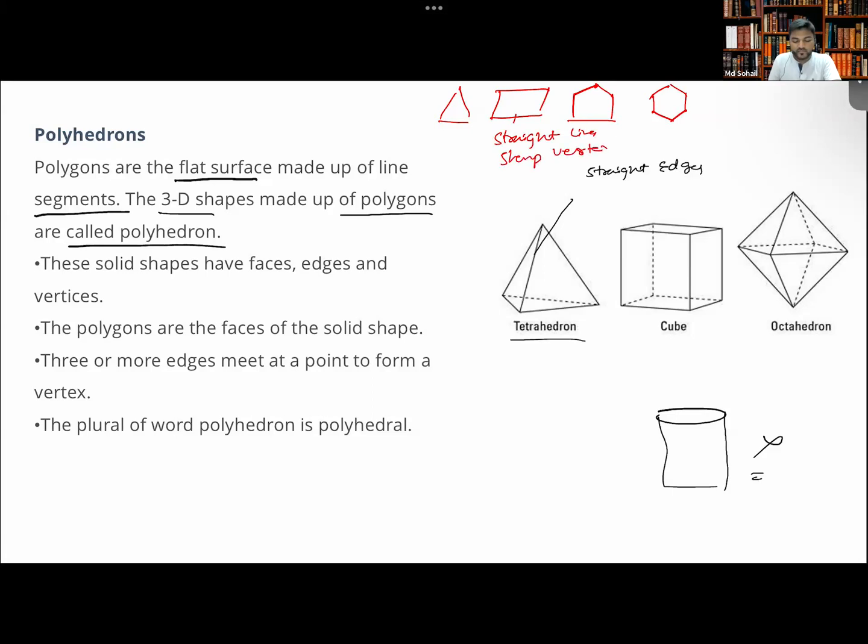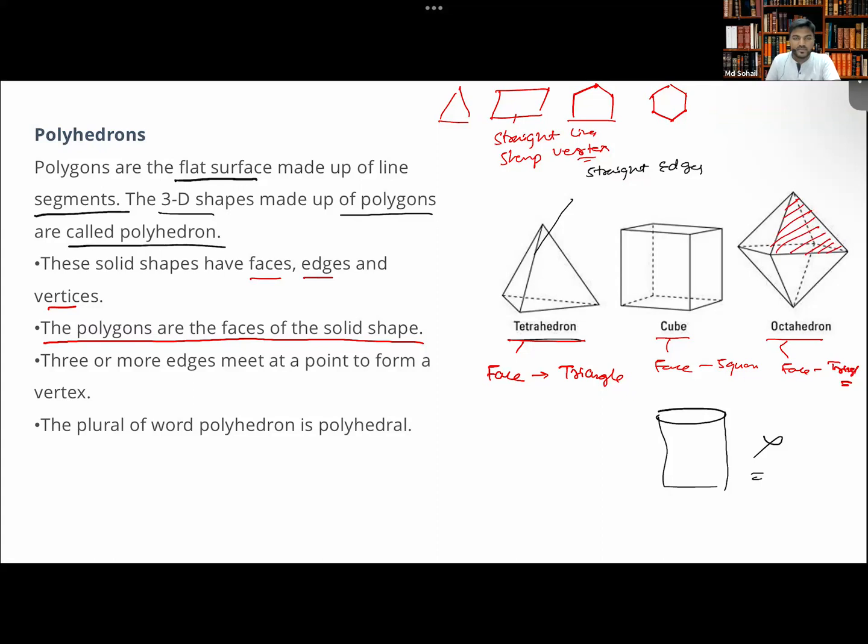Now, in these solid shapes we already know faces, edges, and vertices. The polygons are the faces of the solid shape. So in this case, what is the face of this tetrahedron? It's a triangle, right? In the case of a cube, what is the face? Square. And in this octahedron, what is the face, Arhan? Triangle. Look at this.